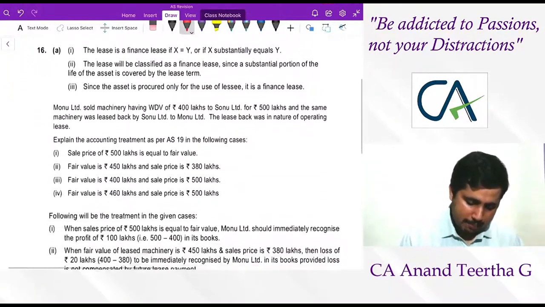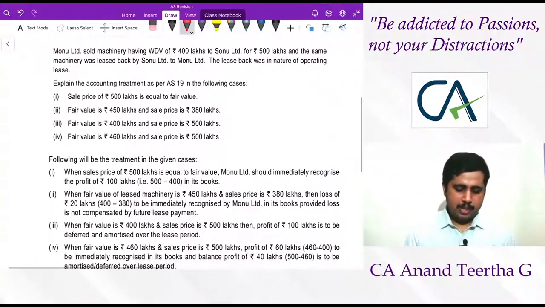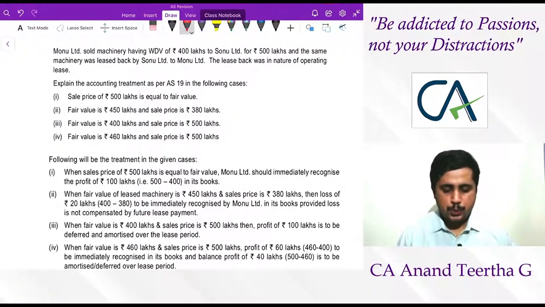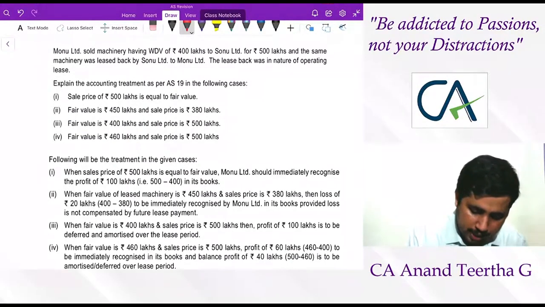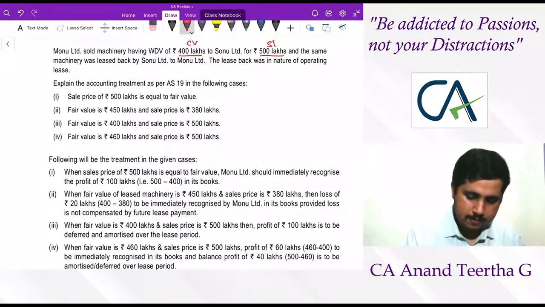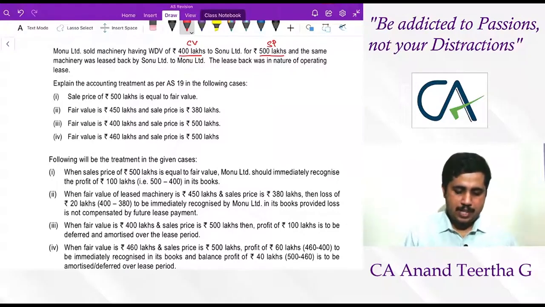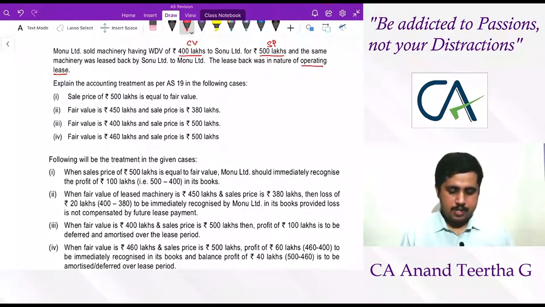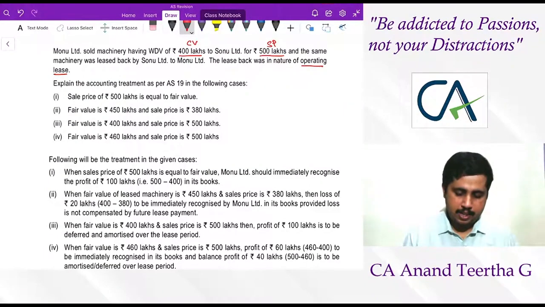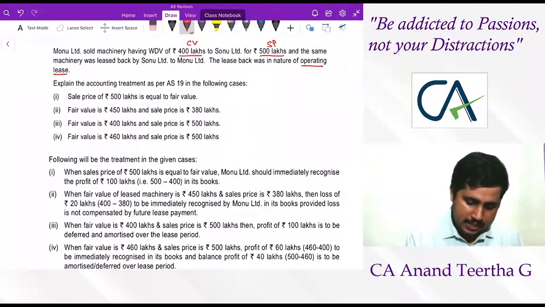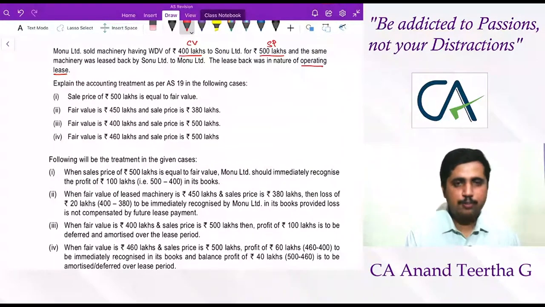Now the second type. Monu Limited sold machinery having WDV of 400 lakh to Sonu Limited for 500 lakh. So 400 lakh is the carrying value, WDV, and 500 lakh is the selling price. And the same machinery was leased back by Sonu to Monu. The lease back was in the nature of operating lease. First, explain the accounting treatment as per AS 19 in the following cases. So, 4 different cases. Sale price 500 lakh is equal to fair value.